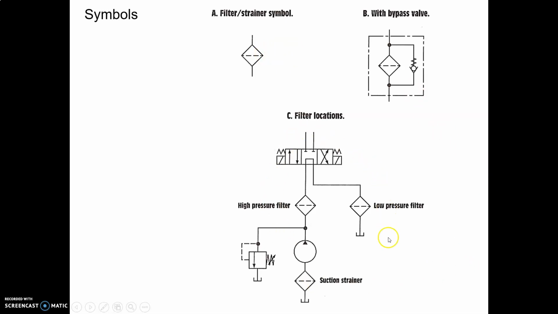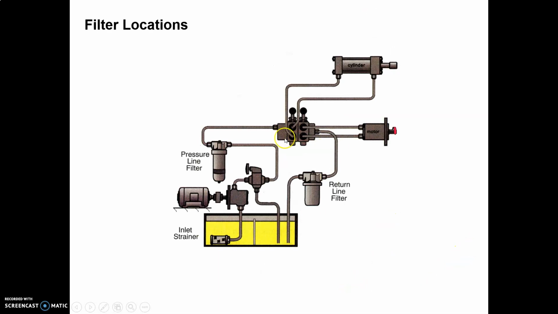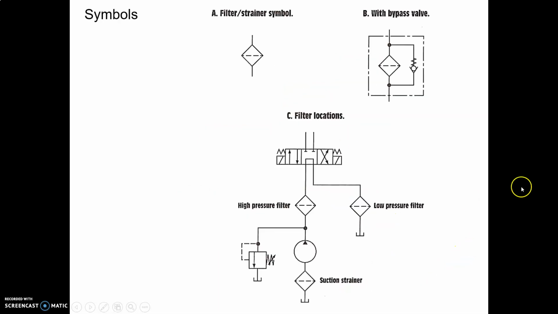Here's a schematic of the same. Back here, here's a picture. Here's a schematic showing the locations of the various filters and strainers. So here is the symbol of the suction strainer with the screen down in the tank. Then the oil gets pumped through the pump. Now the oil line is pressurized, and so here's a high pressure filter that filters out particulates before they get to the valves and cylinders.